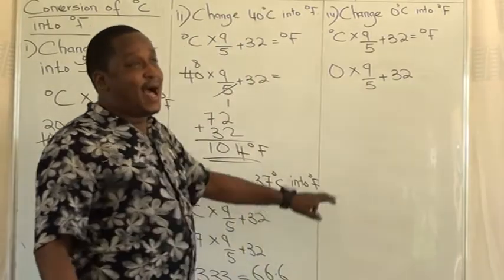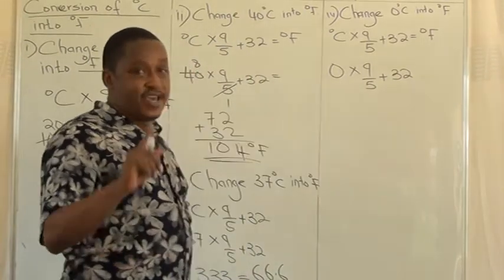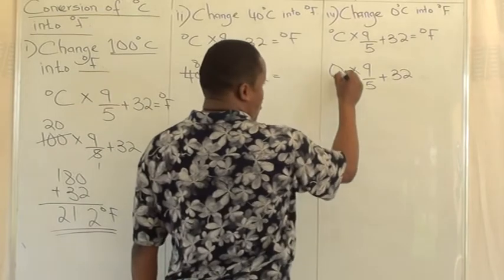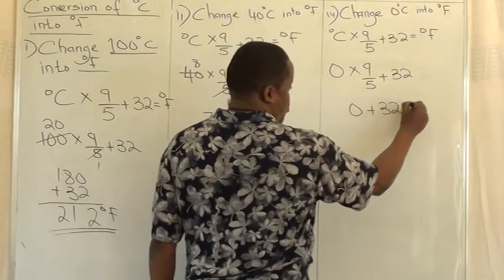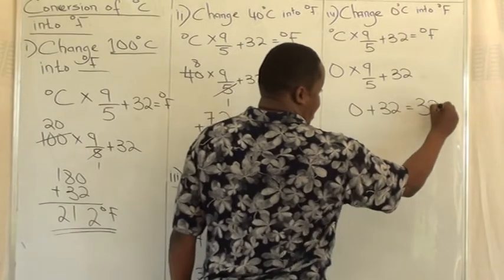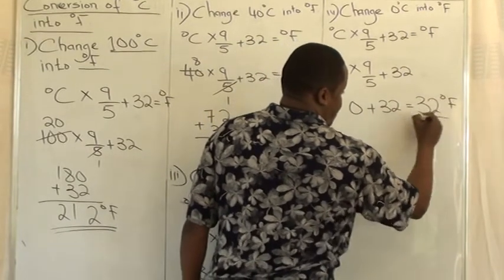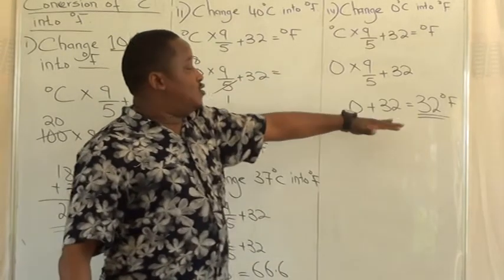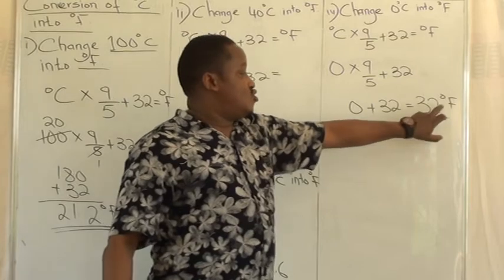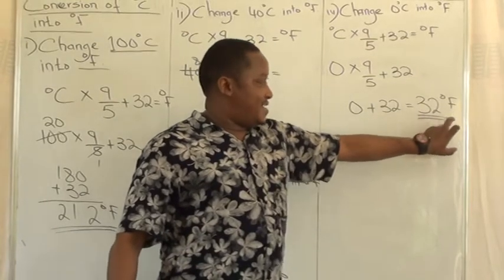We know that any number multiplied by 0 is 0. So when you multiply this by 0, you end up with 0, and then you add your 32, and our answer is 32. So 0 degrees centigrade is also equivalent to 32 degrees Fahrenheit.